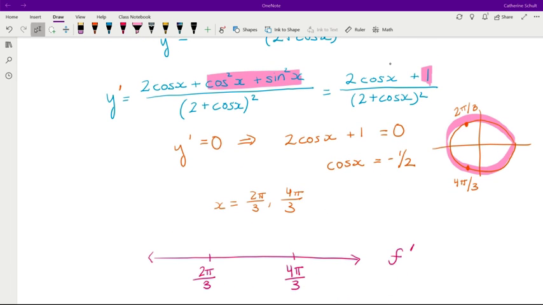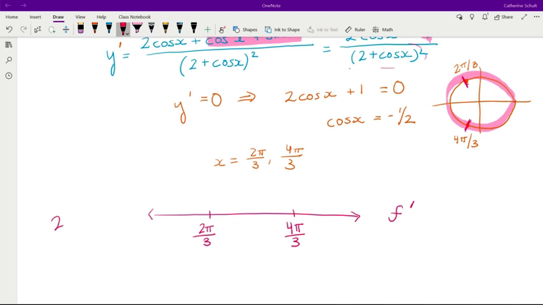Okay, so the bottom's always positive, right? Because it's squared. Squared is always positive. So really we want to know, where is 2 cosine x plus 1 positive and where is it negative? Okay, and we can focus on, so it's right here. Those are our intervals we're concerned about. So let's see, let's test something in here. Like we can look at cosine of 0.